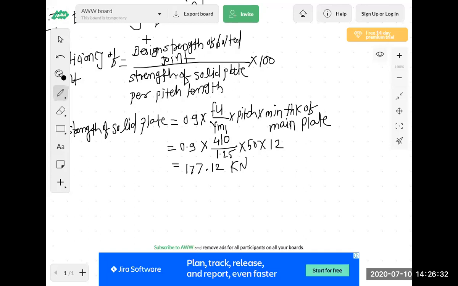Efficiency of joint is equal to design strength. What is design strength of the bolted joint? That is the value of TDN, the minimum, and strength of solid plate is what we have calculated here. So now find out the efficiency and tell me the answer.